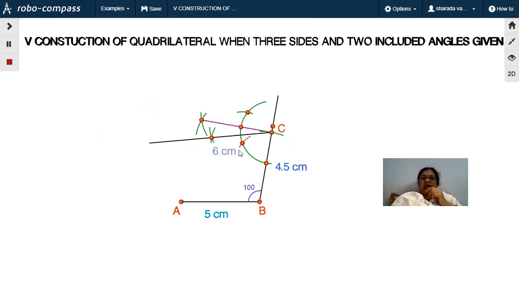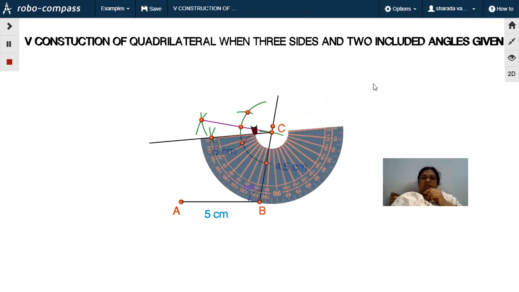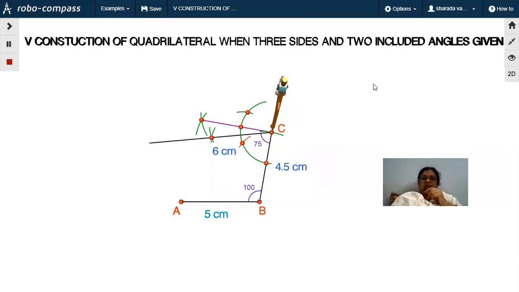This is the angle we need. So how much will the angle be here? Let us measure with a protractor. How much will it be? Exactly, it will be 75 degrees. You got the angle? Yes.